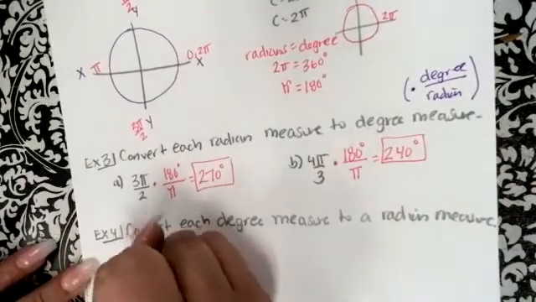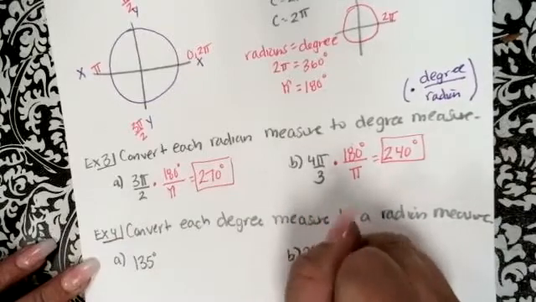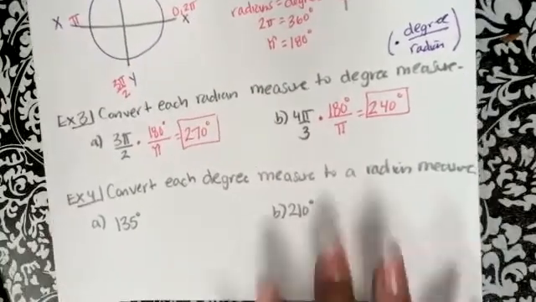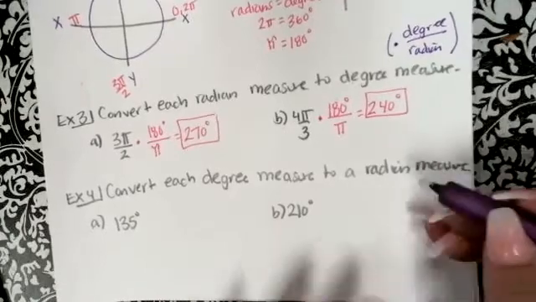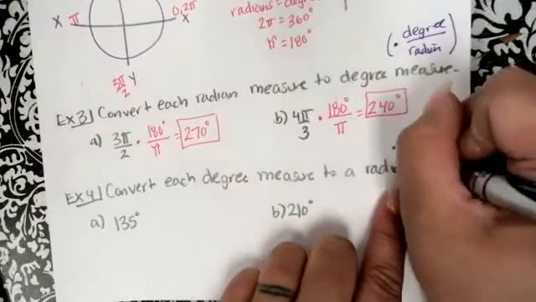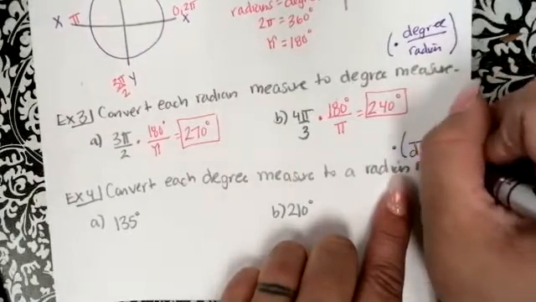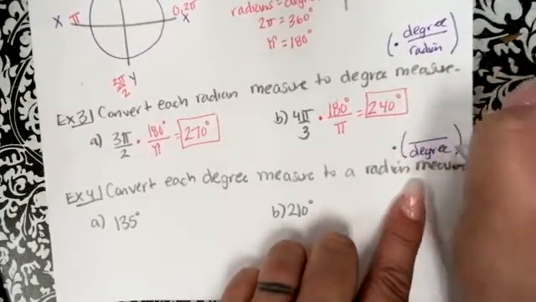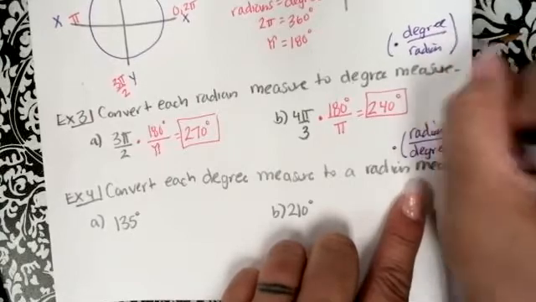So here we have 135 degrees. Here we have 210 degrees. Now on this one, you want to end with the radians. So we need to cancel out the degrees. So here you're going to multiply. You want the degrees to be the denominator because we're canceling out the degrees. And I'm going to put radian in the numerator.